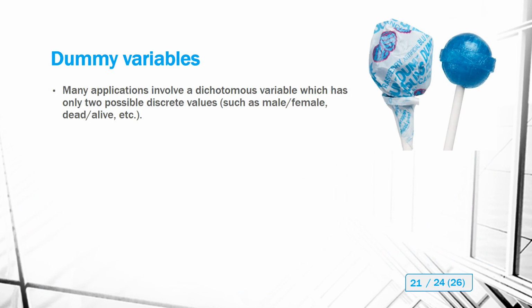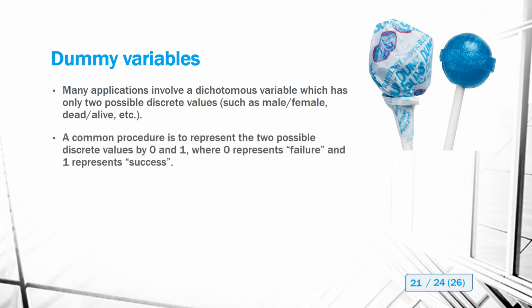This brings us to dummy variables. There are many applications that involve a dichotomous variable. A dichotomous variable is one which has only two possible discrete values. We see this all the time: male, female, dead, alive, on, off, in, out. There are many different combinations for dummy variables, but that's really what they are.